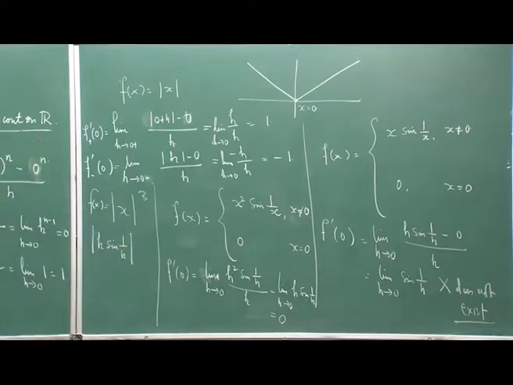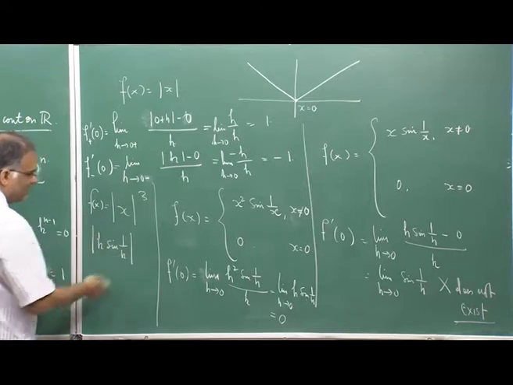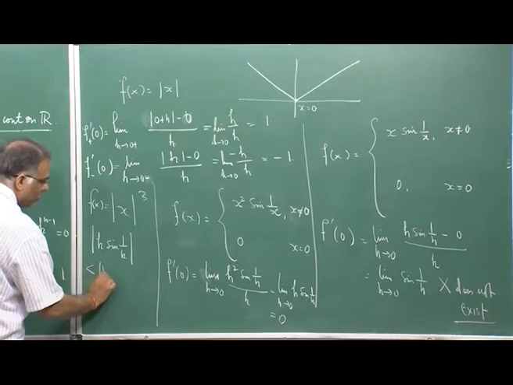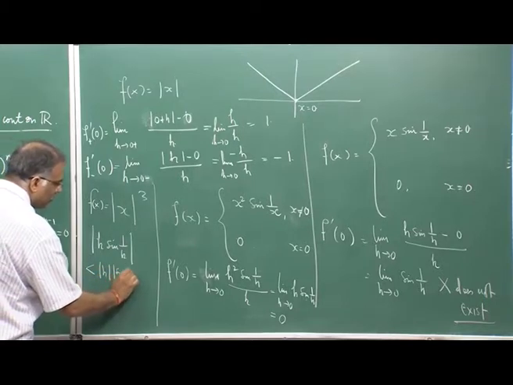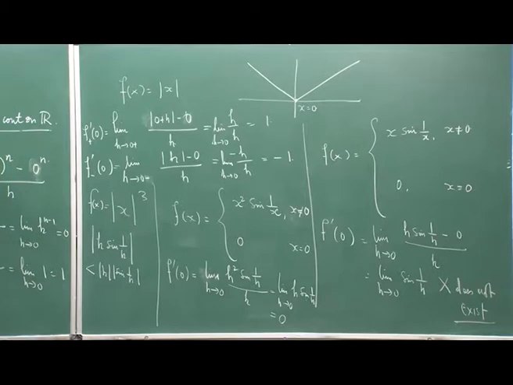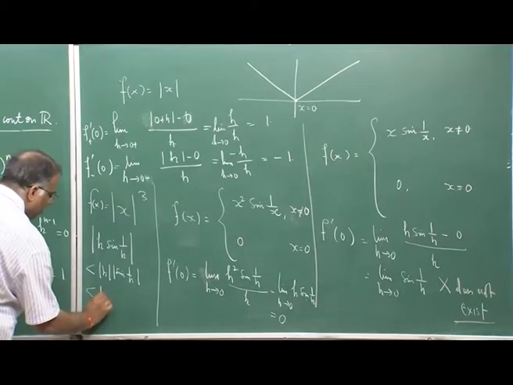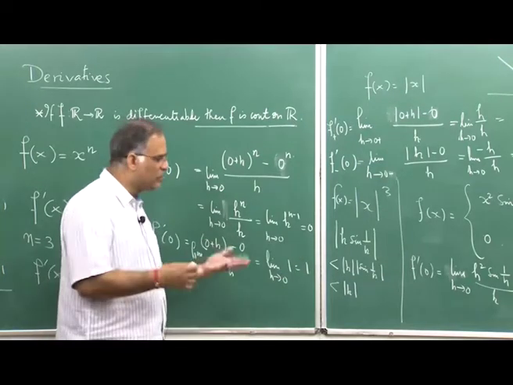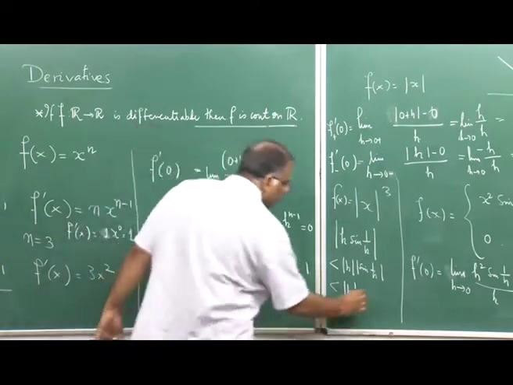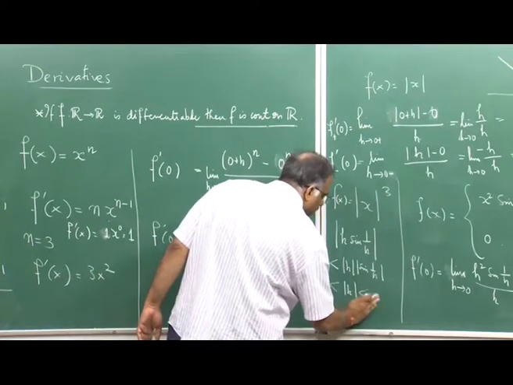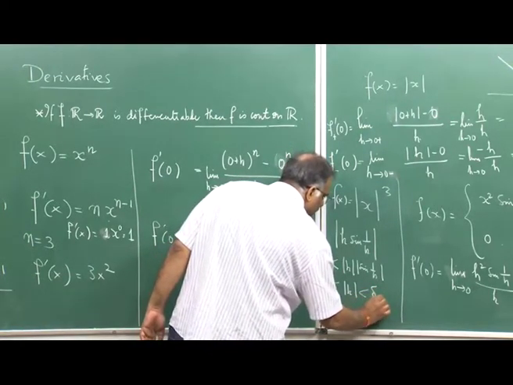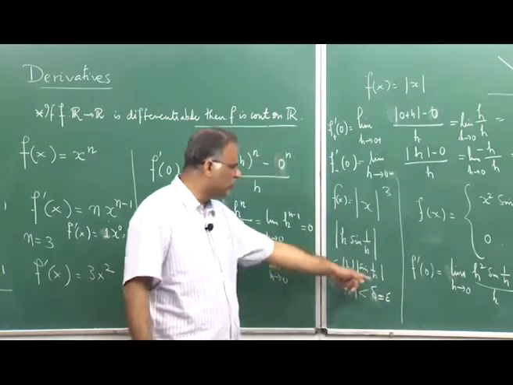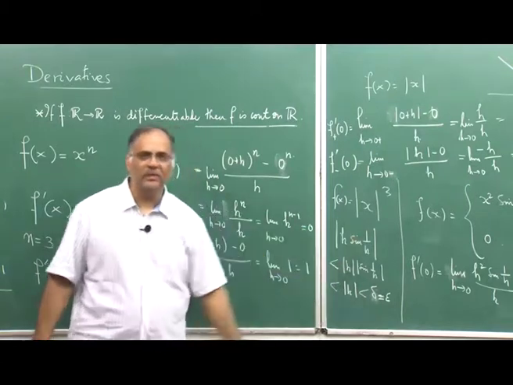I have to show that whenever mod h is less than delta, this is less than epsilon. So this is less than mod h times mod sine, which is less than mod h. So whenever mod h is less than delta, if I choose my delta to be equal to my epsilon, then this will immediately show me that h sin 1 by h has the limit 0.